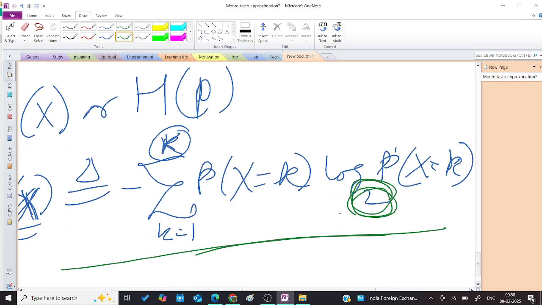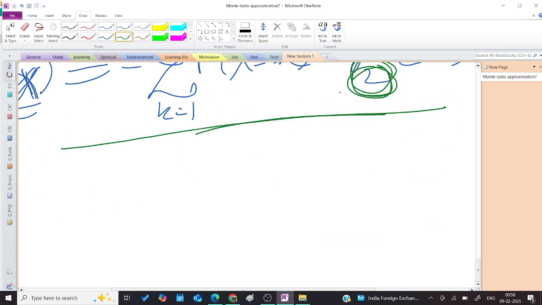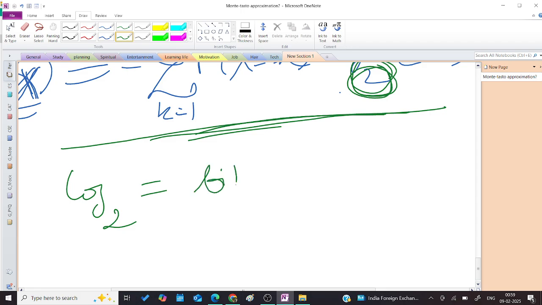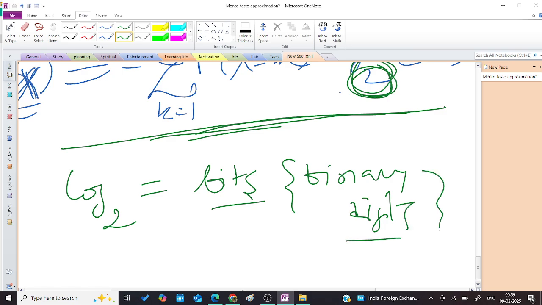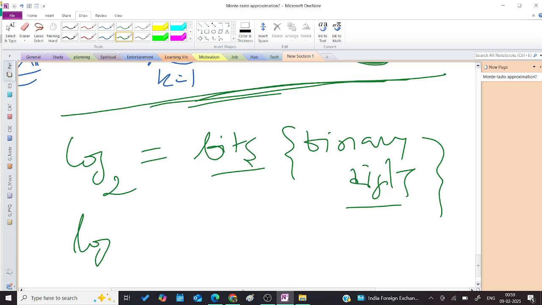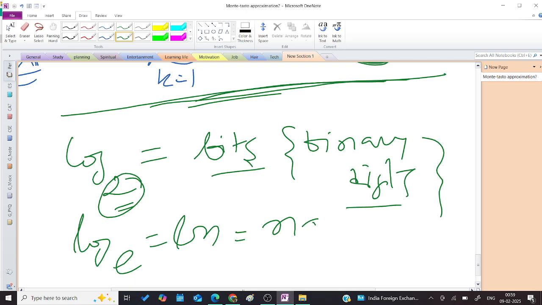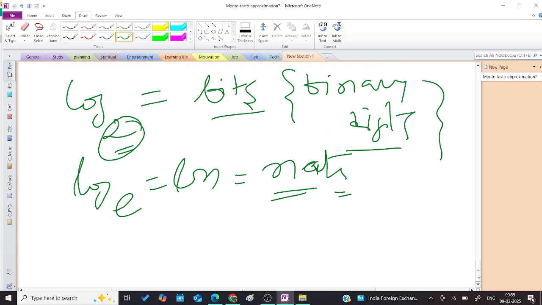Since it is log 2, we also call this by the unit bits, where bits is nothing but the short form of binary digits. Similarly, if instead of base 2 we use base e or ln, then it is called nats, and you can guess it is natural digits.